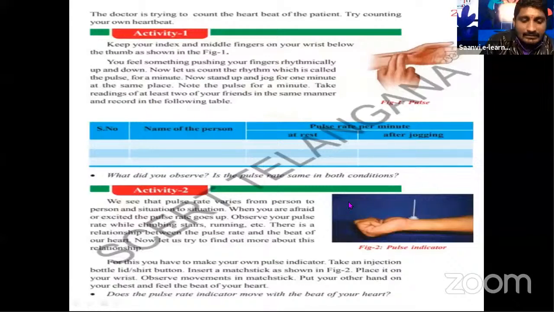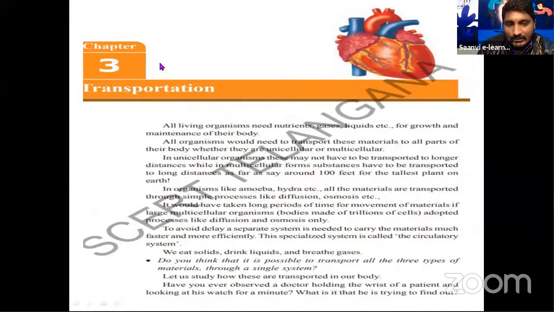Now let us read once. What is that activity? See, children, as this is important, do you think, like, we eat solids, drink liquids, and breathe gases? Do you think that it is possible to transport all the three types of materials through a single system? Yes, exactly.